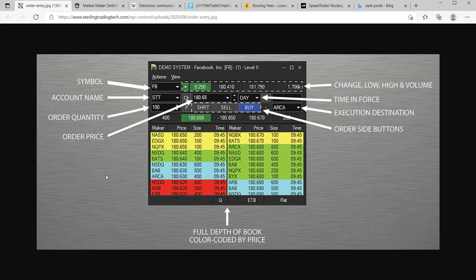You can see here in the yellow, this is just the level 1 broken down. There are 400 shares that someone's trying to buy at $180.65 here, and these are all different market makers. At that price, $180.65, we actually have 3 different market makers, so these are 3 different orders. One for 200, one for 100, and another one for 100.